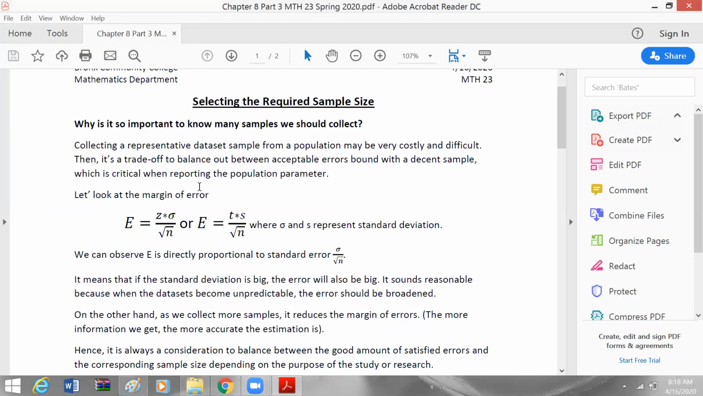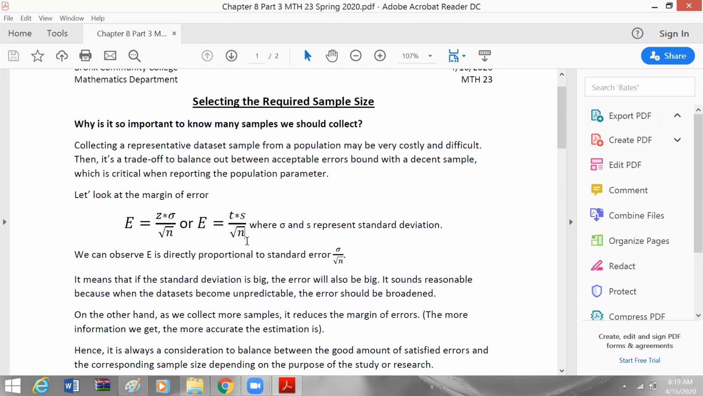Okay, so we're going to have two formulas for the error bound that we learned from chapter 8 part 1 and chapter 8 part 2. The first one is E equal to Z times the population standard deviation over radical N. The second form is more practical because it involves the t-score. The t is somewhat better to estimate the population mean when the population standard deviation is not known. In other words, the t is better when we're dealing with a small sample.